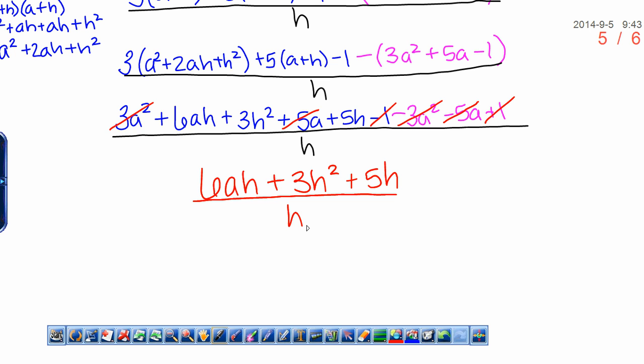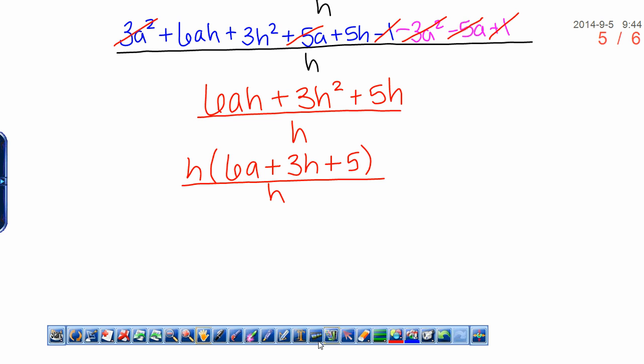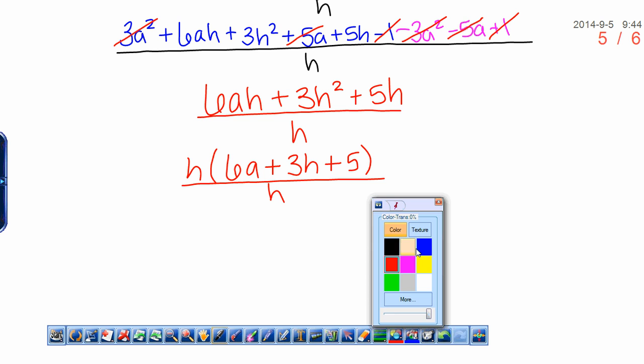We're almost done. We're dividing by h. What do you notice about everything in the top? Okay, so pull an h out. That gives us 6a plus 3h plus 5. And then what can you do here? If you distribute, it'll go right back here. Yeah, look.